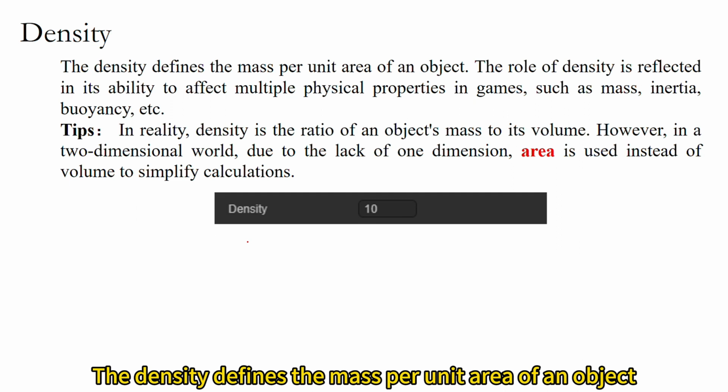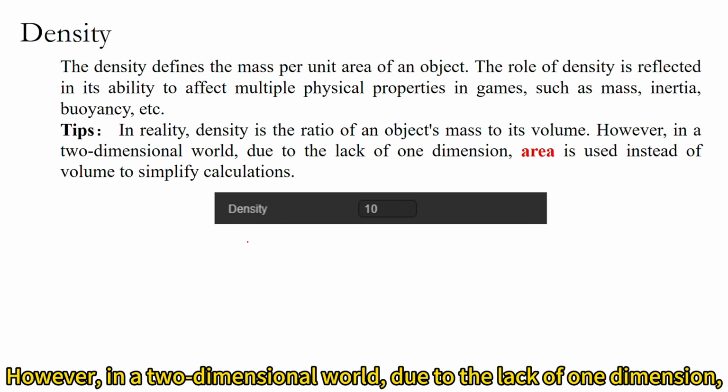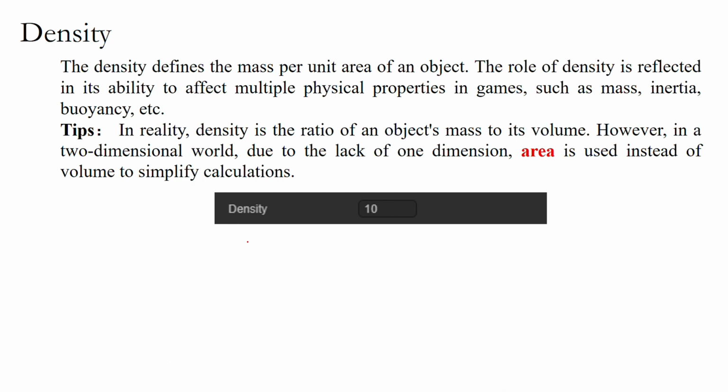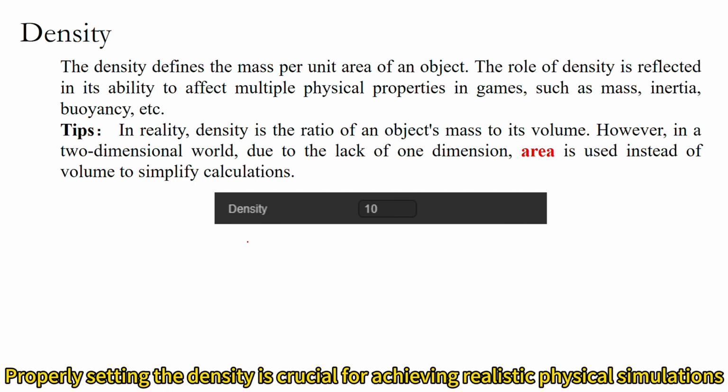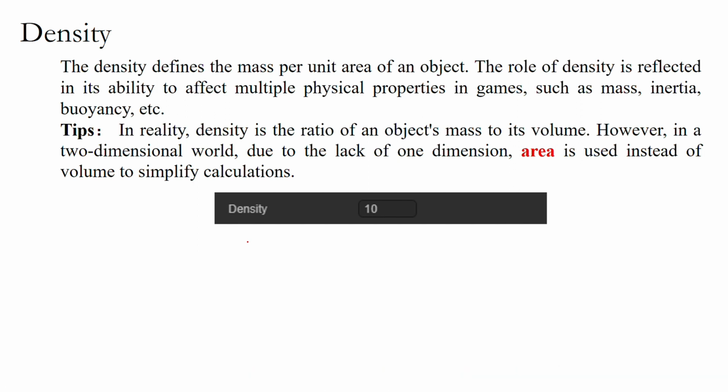The density defines the mass per unit area of an object. In reality, density is the ratio of an object's mass to its volume. However, in a 2-dimensional world, due to the lack of one dimension, area is used instead of volume to simplify calculations. Properly setting the density is crucial for achieving realistic physical simulations. The default value in the IDE is 10.